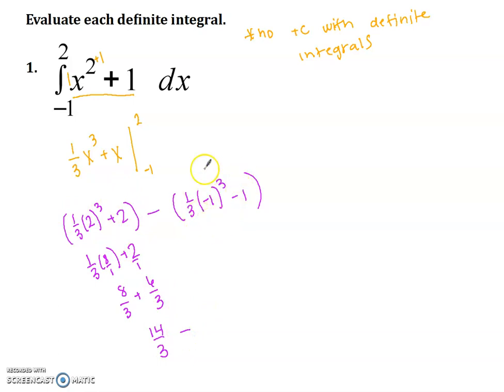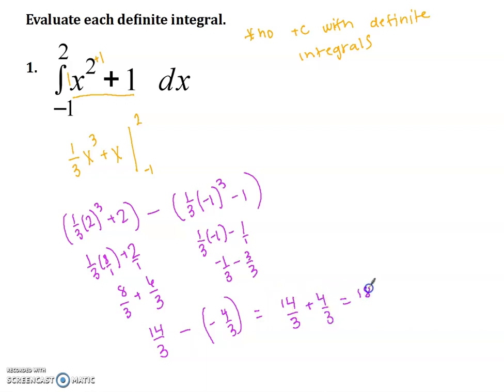Then I'm going to subtract whatever I get over here. So -1 to the third power. A negative number to an odd power stays negative. So that's going to be 1/3 times -1 minus 1. Then 1/3 times -1 is just going to be -1/3 minus 1. That's like 1/1, so multiply by 3/3 to get a common denominator. So this is going to be a -4/3. So I'm going to do 14/3 minus a -4/3, which is going to be 14/3 plus 4/3.